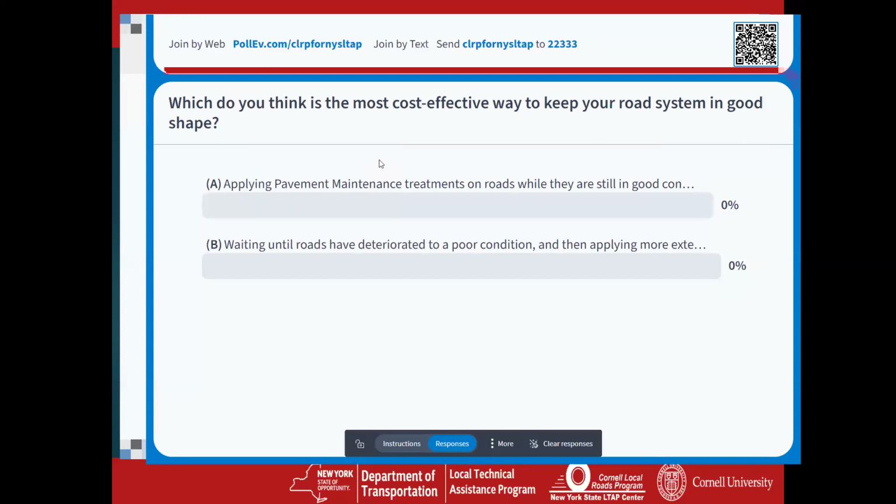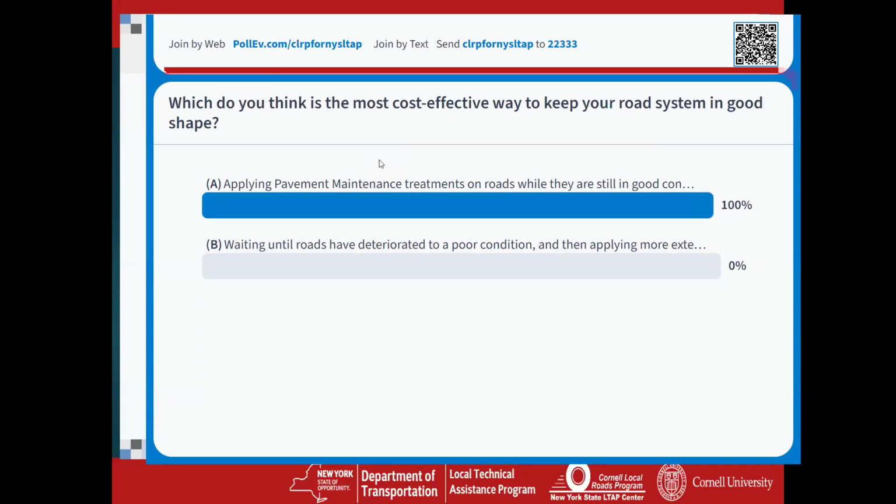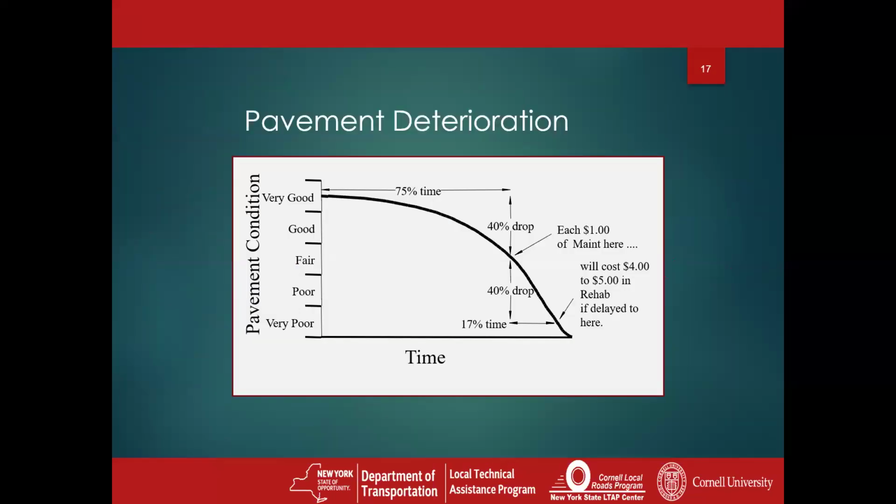So, quick question: what do you think is the most cost-effective way to keep your road system in good shape? You got two choices. Let me see what you got. All right, 100%. That is a fact. That's fantastic. You've got to be applying your maintenance treatments while they're still in good shape. Why do we do that? Well, I think many of you have probably already seen this curve.